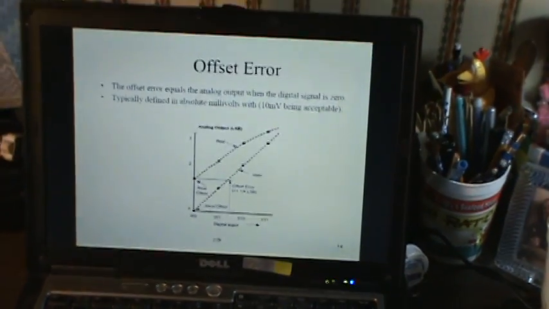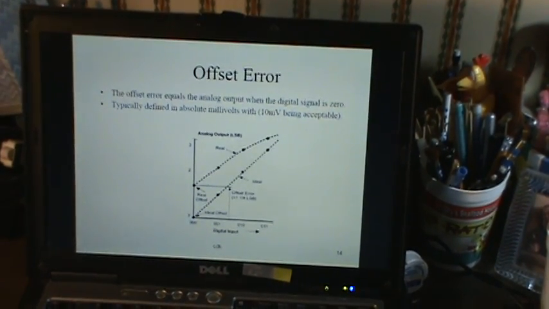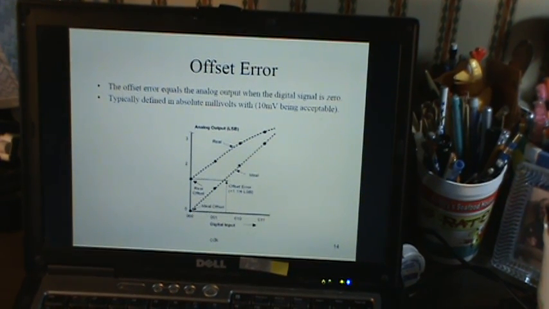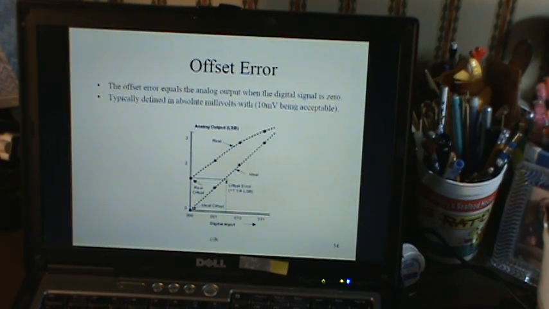Alright, so I asked for first the offset error, and if we look at the definition for the offset error, it's on this slide here. The offset error equals the analog output when the digital signal is 0. So we put in a digital signal, an input code for 0, and we see what the analog output is. Alright, so that's straightforward, and I think most people got that just fine.